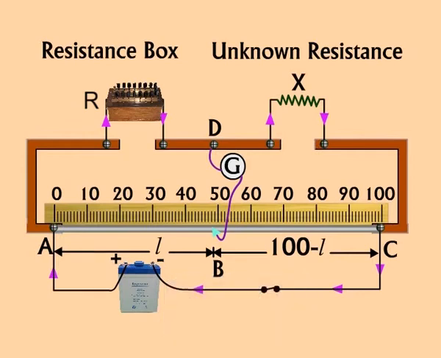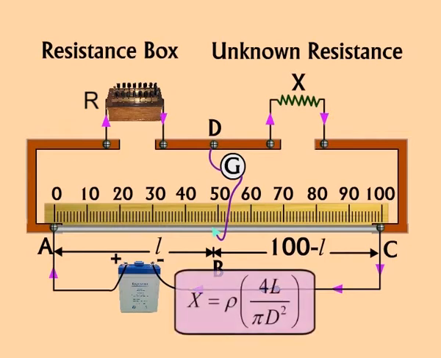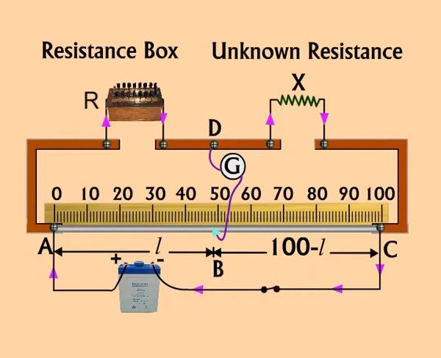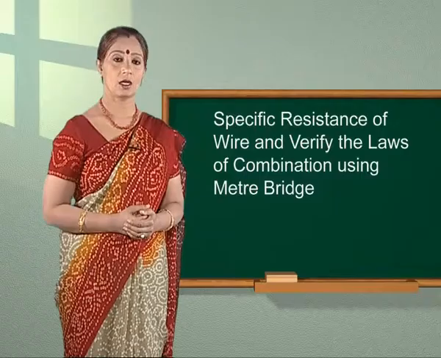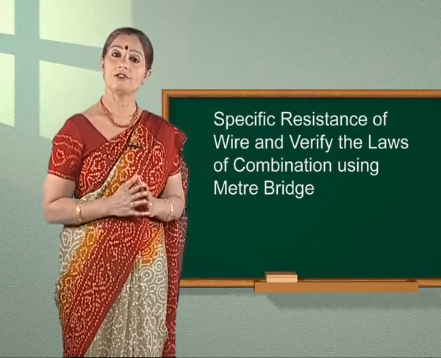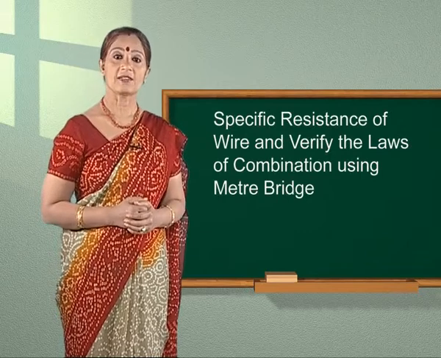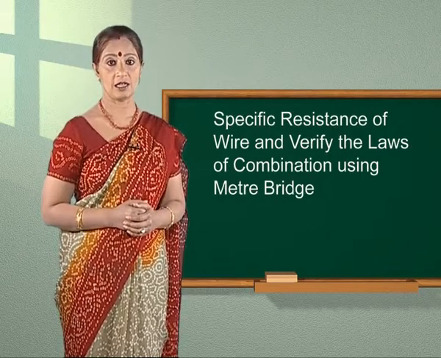Let ρ be the specific resistance of the given wire of resistance X, L be its length, and D be its diameter. Then resistance X would be equal to ρ into 4L upon pi d square. That is, specific resistance ρ would be equal to X into pi d square upon 4L. On substituting the values of X, L and D, specific resistance ρ of the material of the given wire can be calculated.